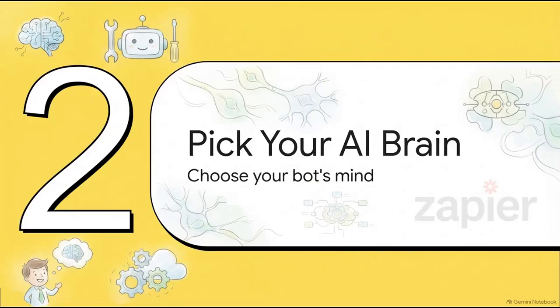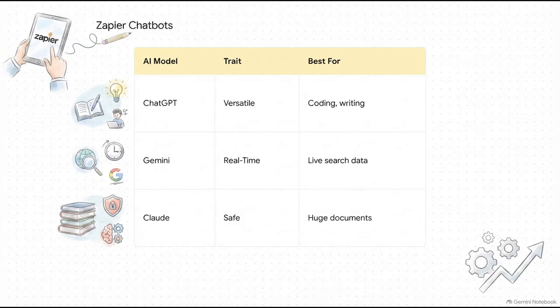Moving right along, Section 2, Pick Your AI Brain. You can't really have a clone without a brain, right? So let's look at the anatomy of your bot. Now, what's really fascinating here is you actually get to choose who your chatbot takes after. You might be wondering, which AI models can I use with Zapier chatbots? Well, you have three main contenders.